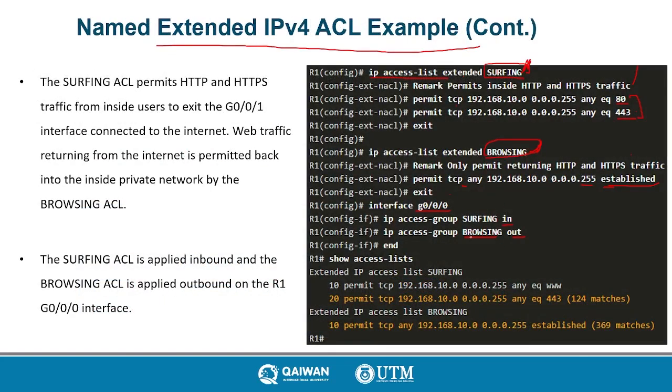So we have two extended access lists with two rules, one for the inbound and one for the outbound. For the inbound, it will allow these two, HTTP and HTTPS. However, for the outbound, it says established, so only the traffic created by these rules, HTTP and HTTPS, would be returned and accepted. And in here, show access-lists gives us the number of matches and the established entries.